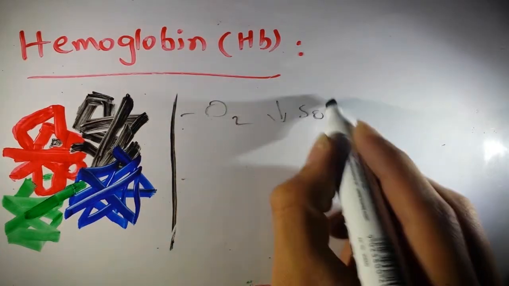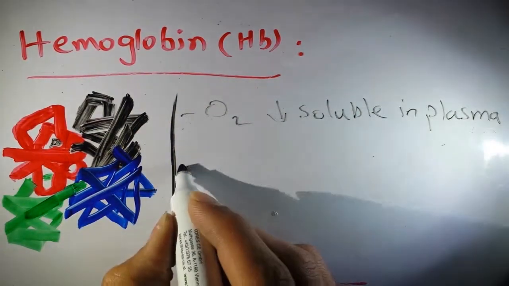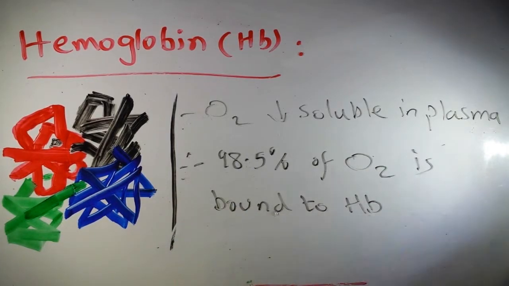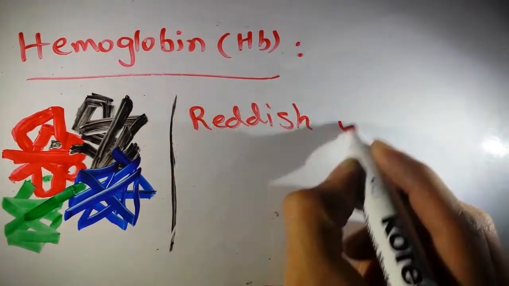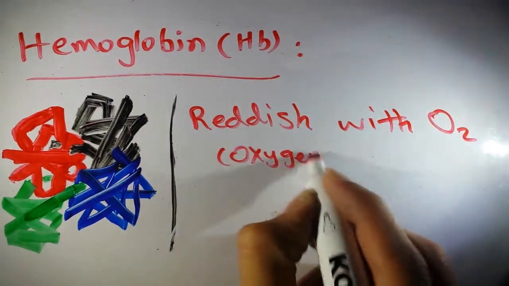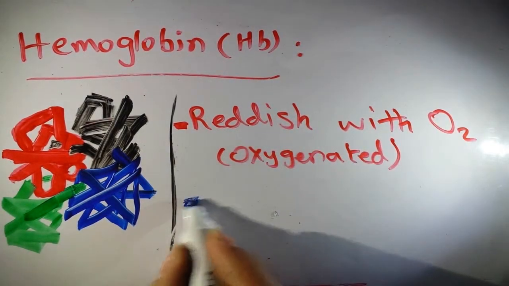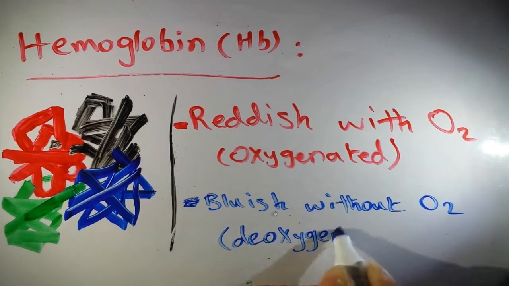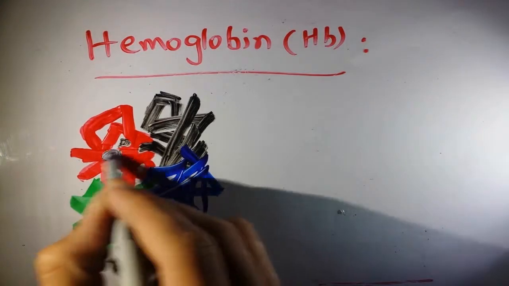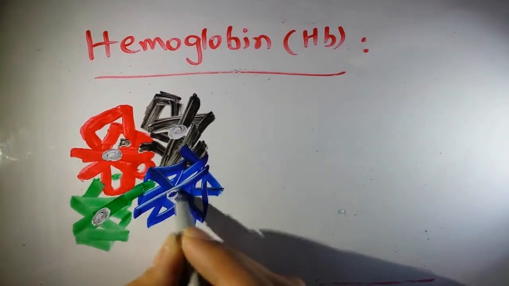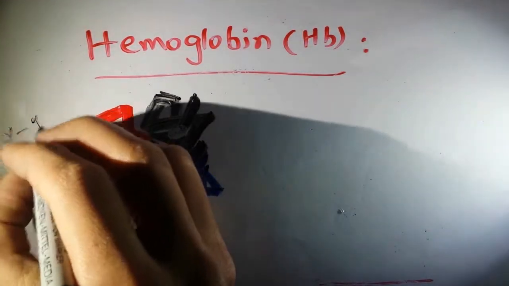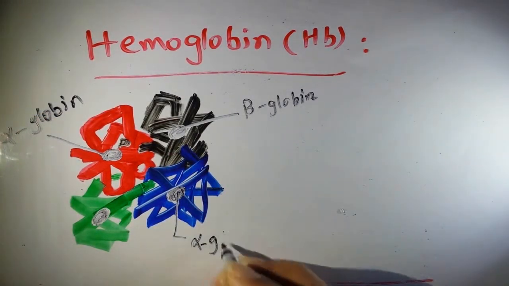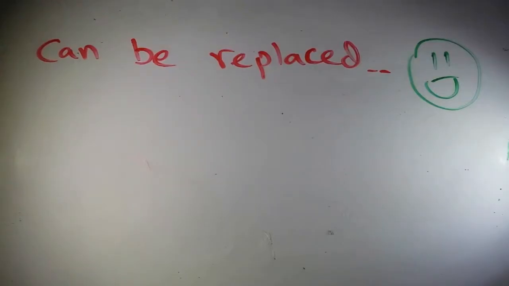Because oxygen is poorly soluble in the plasma, 98.5% of oxygen carried in the blood is bound to hemoglobin. Hemoglobin is a pigment because of its iron content. It appears reddish when combined with oxygen and bluish when it is deoxygenated. Talking about the globin part itself, it is composed of four subunits, two alpha and two beta subunits. Here we can see the structure.